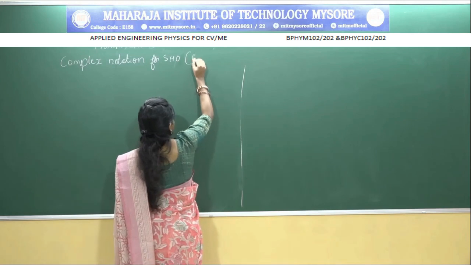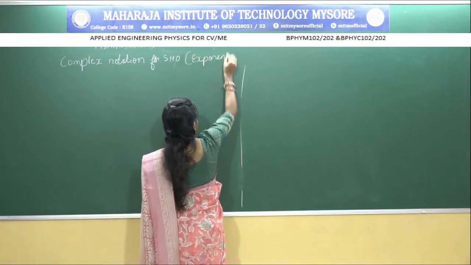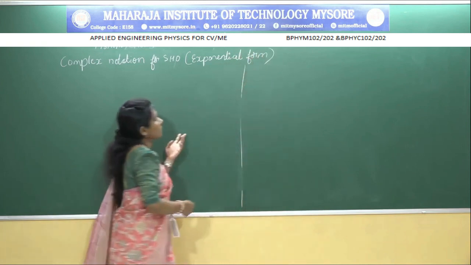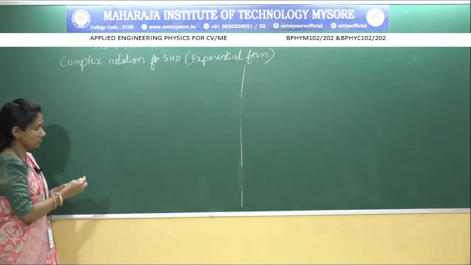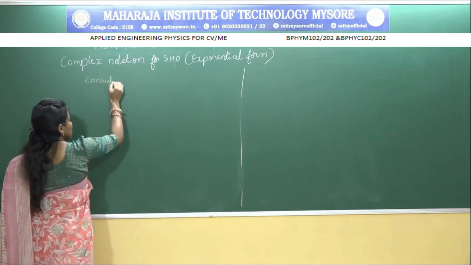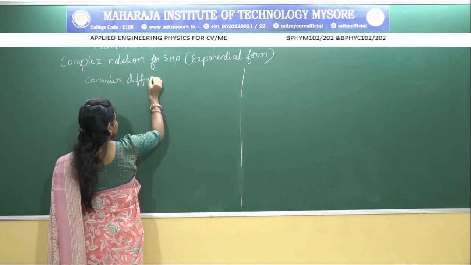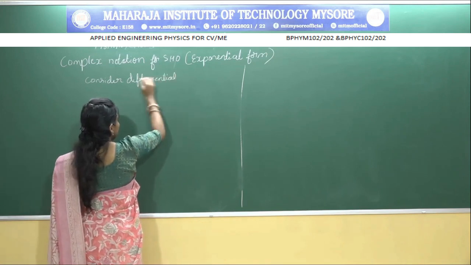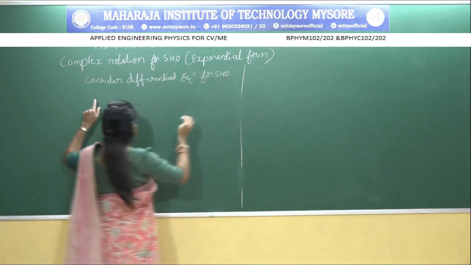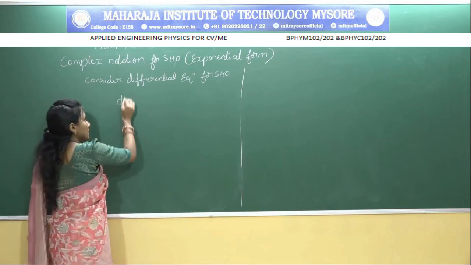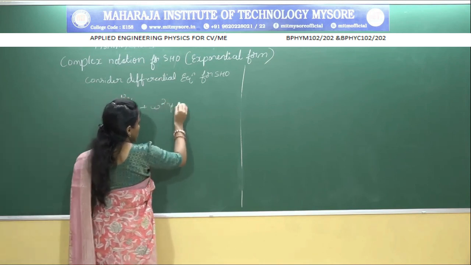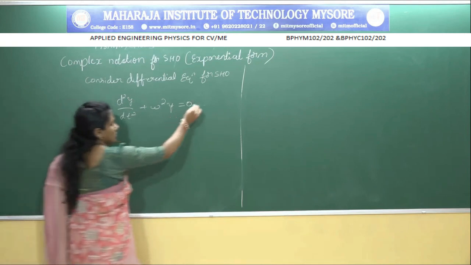Oscillator, or in exponential form. Okay. So again, first consider the differential equation for the simple harmonic oscillator. What is the differential equation we got? That is d square y by dt square plus omega square y is equal to 0. Let us name this equation 1.